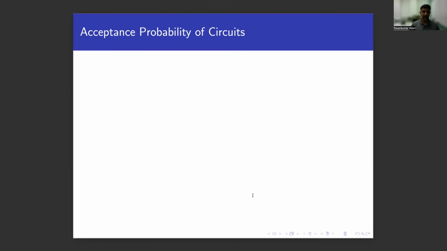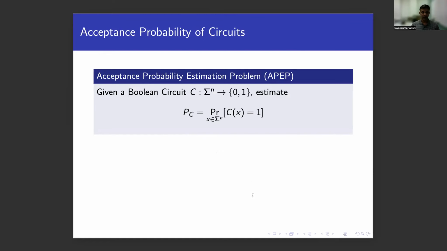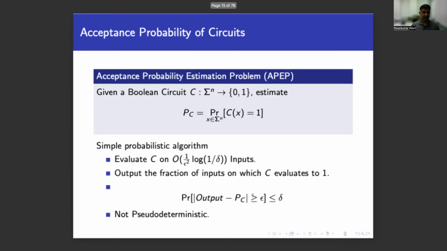Okay, so let's talk about the acceptance probability of a circuit. This seems to be a key problem in the study of pseudodeterminism. This is a well-known problem. Given a Boolean circuit C, the goal is to estimate the acceptance probability of the circuit C. If I randomly choose an input X, what's the probability that my circuit accepts this input? There is a simple probabilistic algorithm for this problem. You randomly choose 1 over epsilon squared times log 1 over delta inputs, evaluate C on each of these inputs, look at the fraction of the inputs on which C evaluates to 1, and output that fraction. It's easy to see that this output is close to the actual acceptance probability with very high probability.